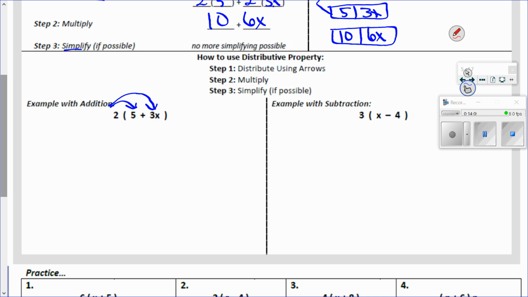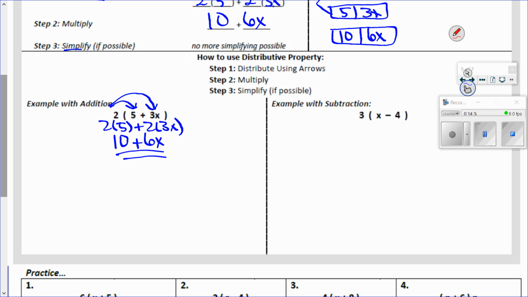Okay, again, distributive property, guys. All I'm doing is taking that outside term and distributing it to everything on the inside. So I've got my 2 times 5, which is 10, plus 2 times 3x, which is 6x. I can also rewrite that if it makes you feel better: 2 times 5 plus 2 times 3x.